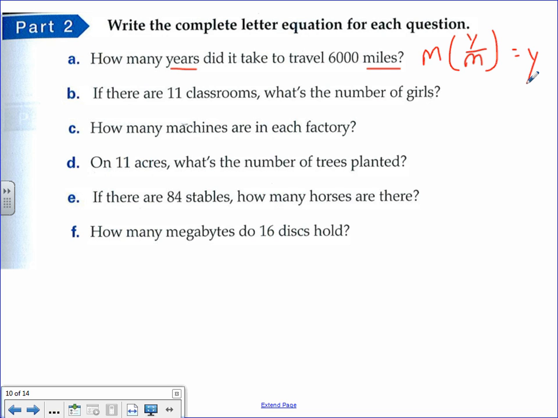Again, once you're done with this, make sure you get it checked off. When you have them all correct, you can go ahead and move on to another part.